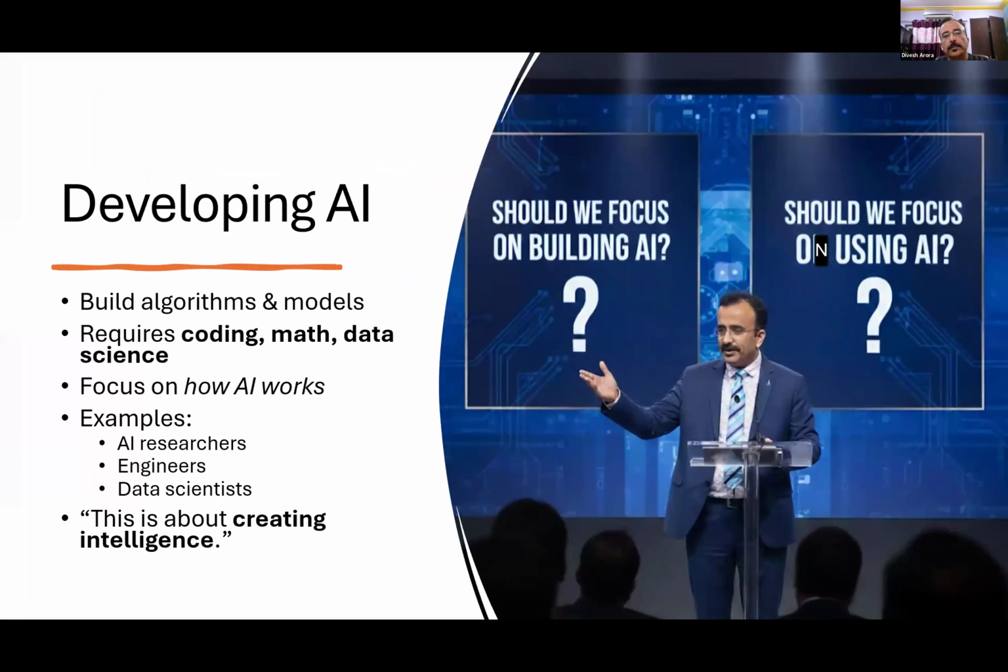So when we listen to this lecture, we need to understand, are we on the side of building an AI process or are we on the side of using an artificial intelligence tool? So the difference being when we talk of developing or building an AI, we are trying to build algorithms and models, which requires a little bit knowledge of coding, maths, data science, and we focus on how AI works. Examples are AI researchers, engineers, and the data scientists who are working day in and out to build new and new AI models. So this is all about creating intelligence.